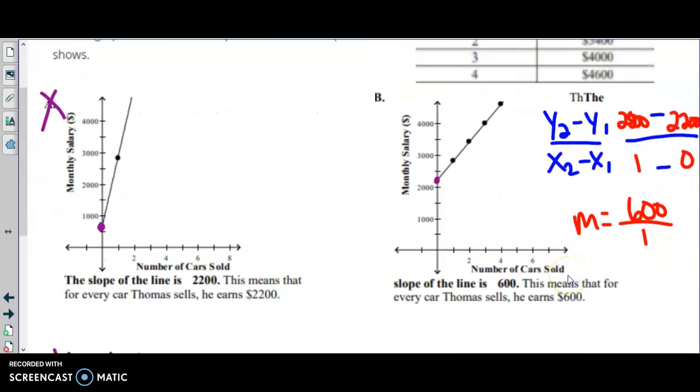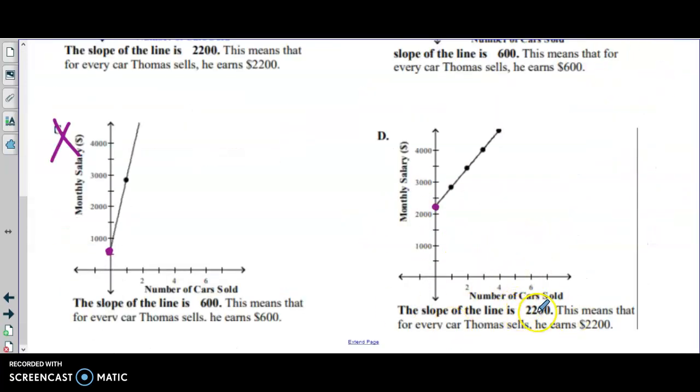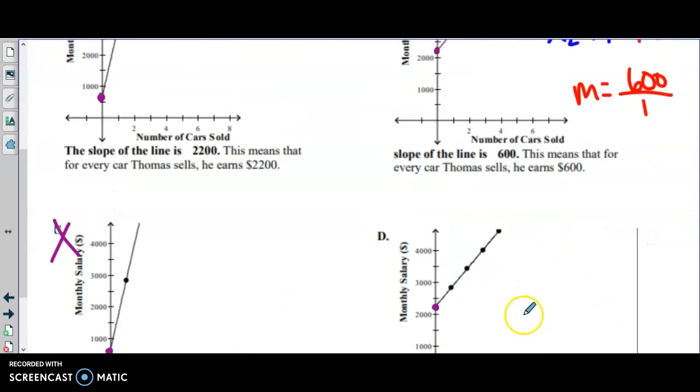That will help us pick out the correct answer is B, because down here it said that the slope had to be 2,200, and that is not correct.